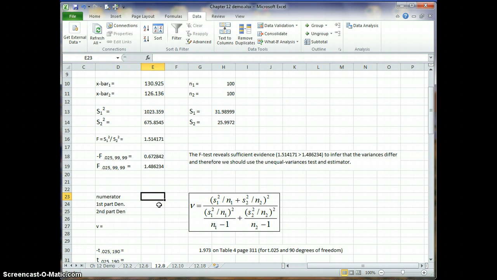So, let's start right here with the numerator. It's equal to the variance 1 divided by n1 plus variance 2 divided by n2, and we're going to square that whole amount. So that's the little caret above the 6 character. I hit the shift and the 6 key, and then the 2 to square it, and hit enter, and it gives us 288.7328.